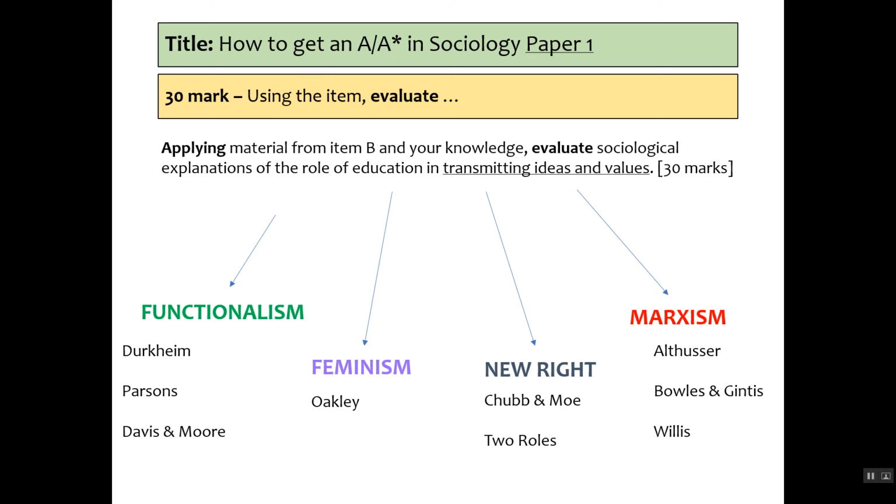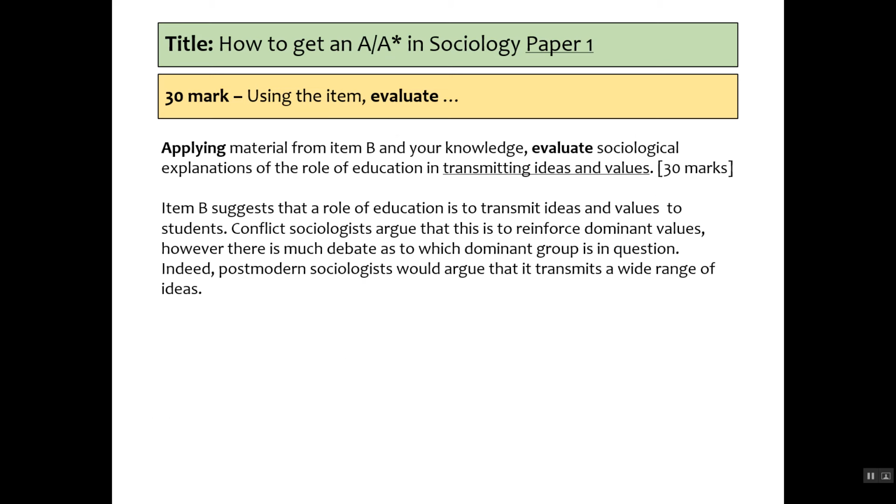Whereas for functionalism, you could talk about Durkheim, Parsons, Davis and Moore, so talk about solidarity. For the new right, Chubb and Moe and two roles. And for Marxism, you could talk about the conflict between Althusser, Bowles and Gintis and Willis.